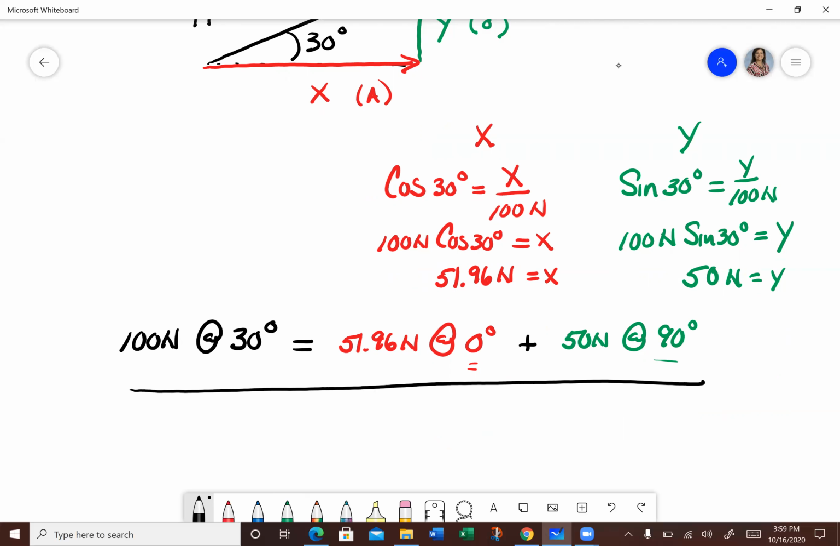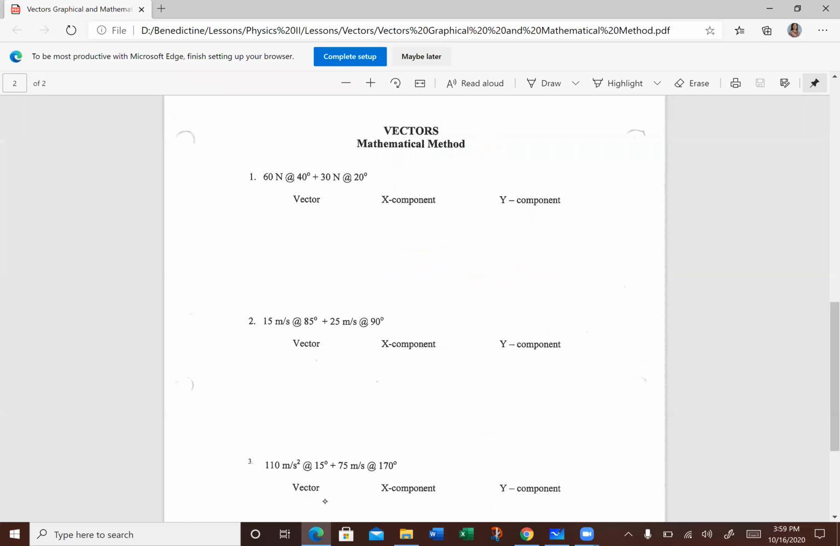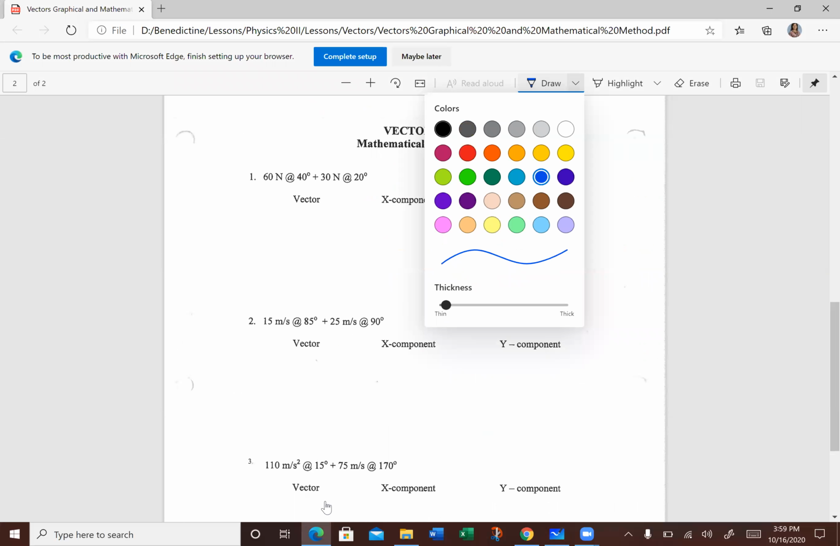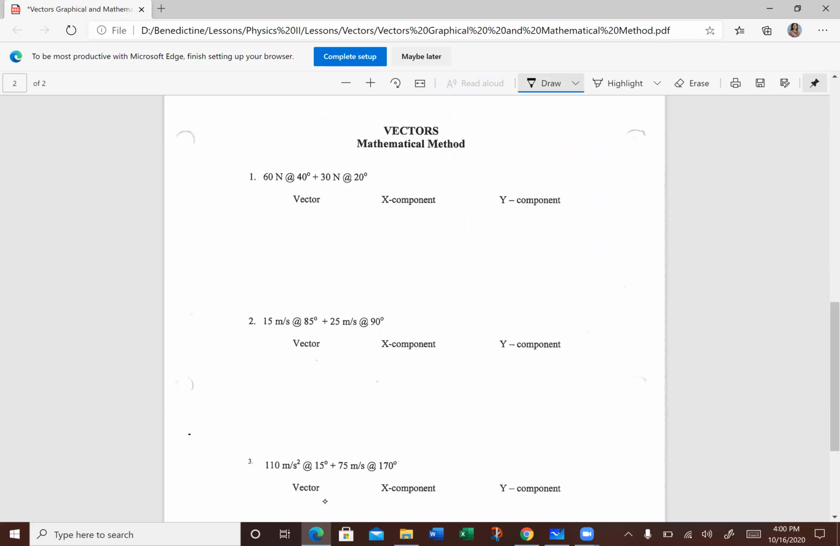So if we go to our worksheet on our mathematical methods, right, we have this. So to complete this, list the vector. The first thing you can do here is say what your vector is. So if I'm going to do this one first, I would say, okay, let's look at the 60 newtons at 40 degrees. And off to the side, I'm going to draw that just to let me know which direction the x and y components are going. What is the direction of my x and y components?